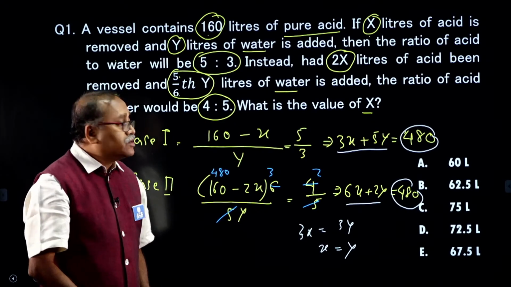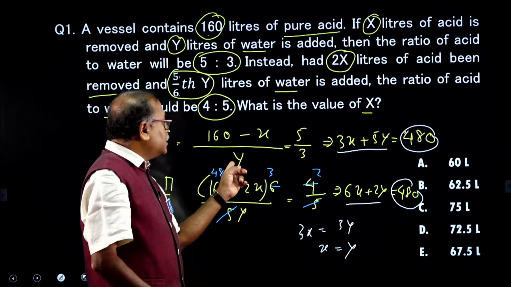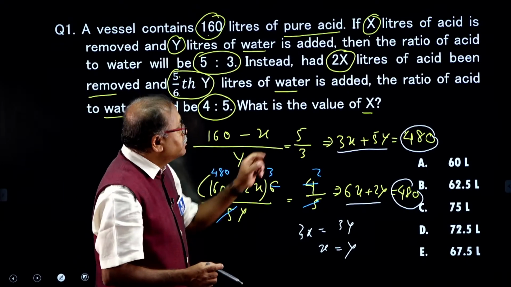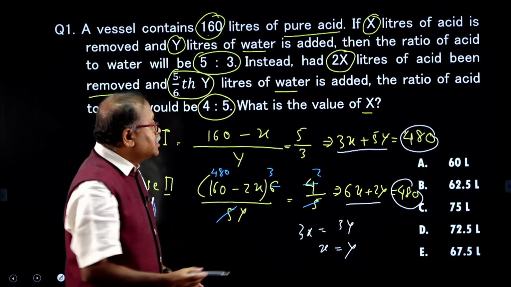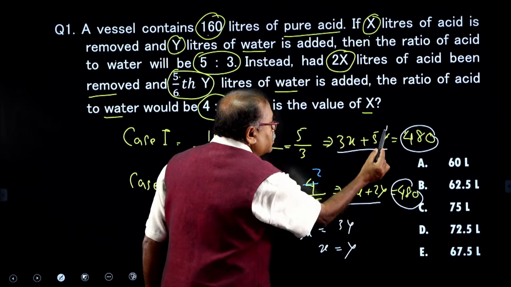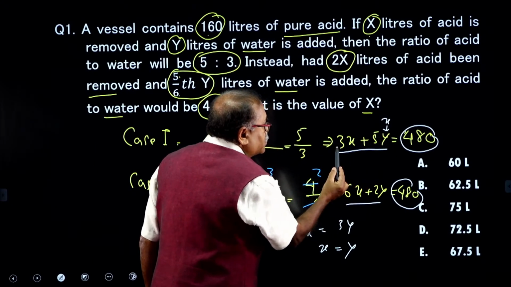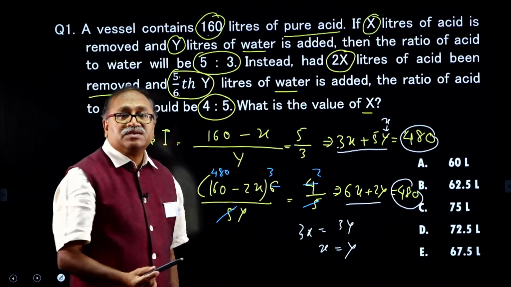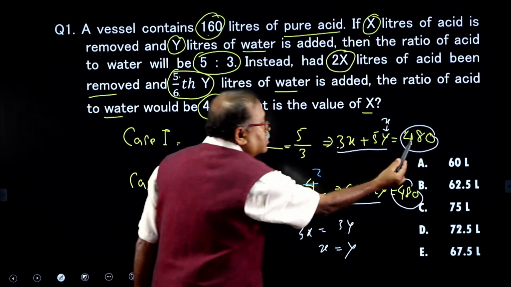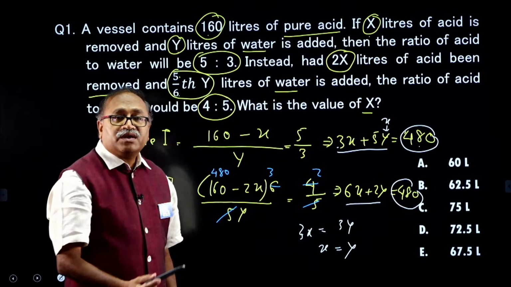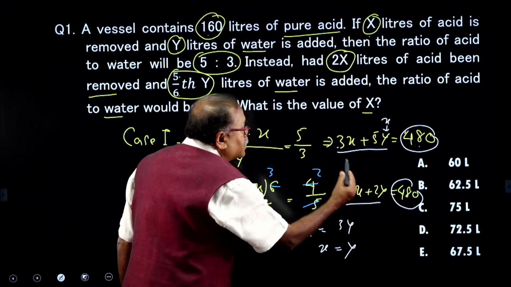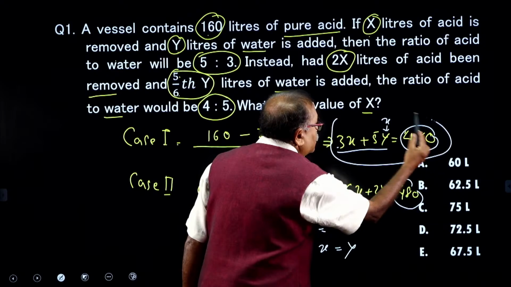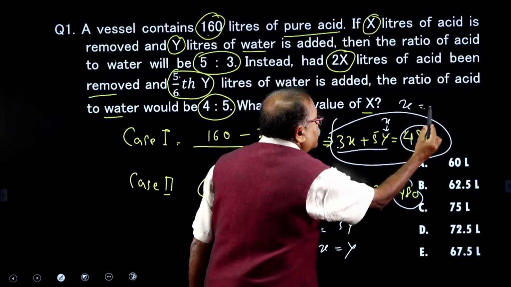If x is equal to y, by replacing the y in place of x, I will be getting the x value. So, do it over here. Replace the x over here. So, that is 3x plus 5x, that is 8x, and 8x is equal to 480. Then what is x? x is equal to 60. So, I am getting here that by using this equation, x is equal to 60.